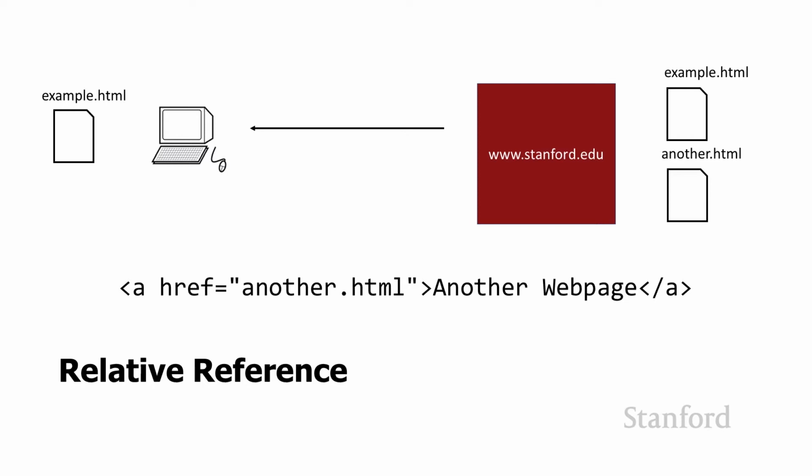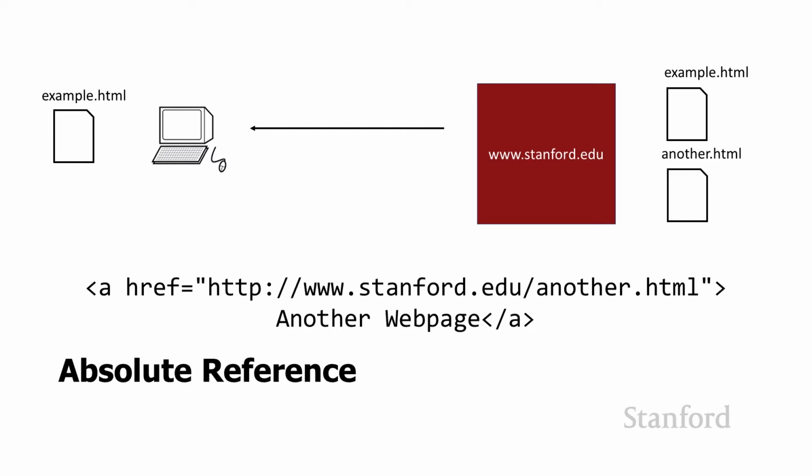It turns out that we can actually shorten this. Instead of saying www.stanford.edu/another.html, we can just say another.html. This is referred to as a relative reference. What we had before, where we had the full thing, including the web server and the protocol HTTP, is what we refer to as an absolute reference. So you have this choice when you're linking from one web page to another. You need to decide: am I going to use an absolute reference with the full HTTP and the server, or a relative reference where you just have the name of the file?